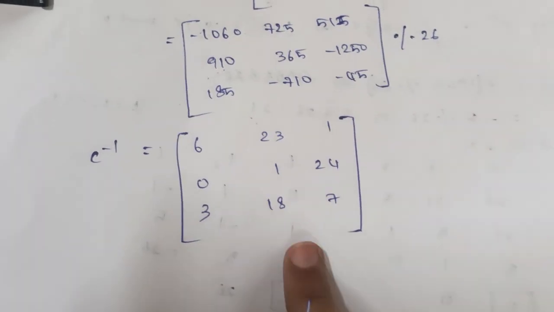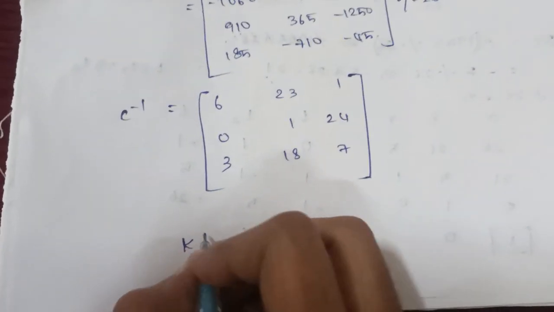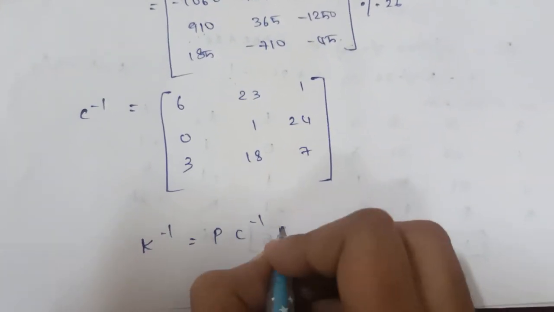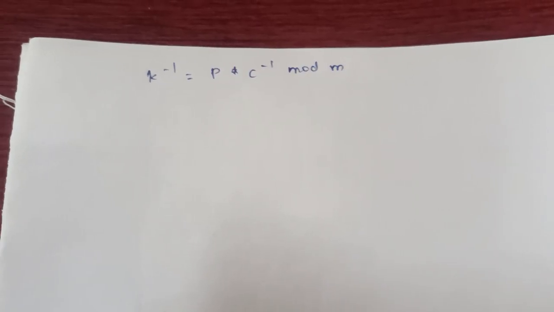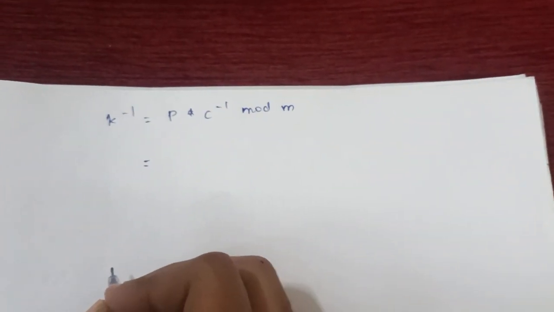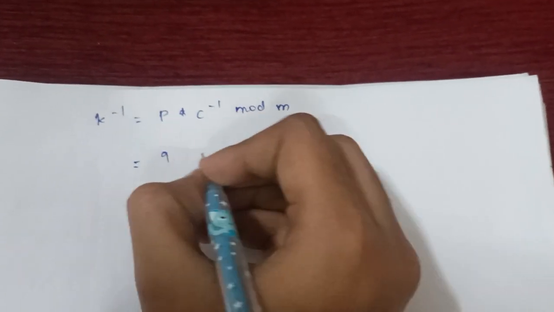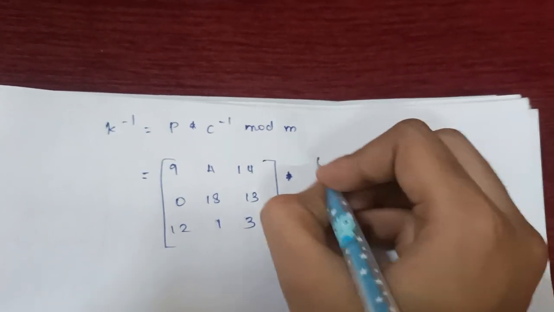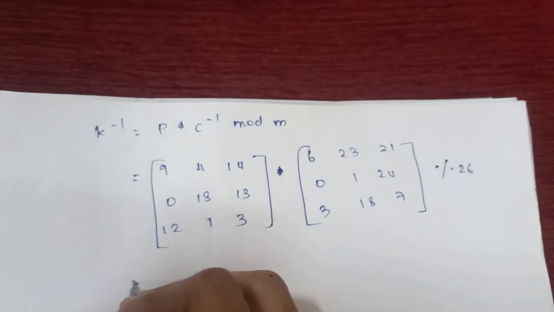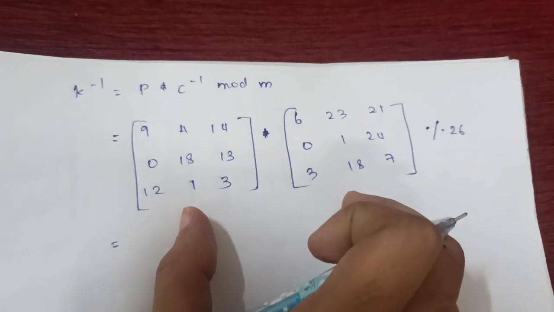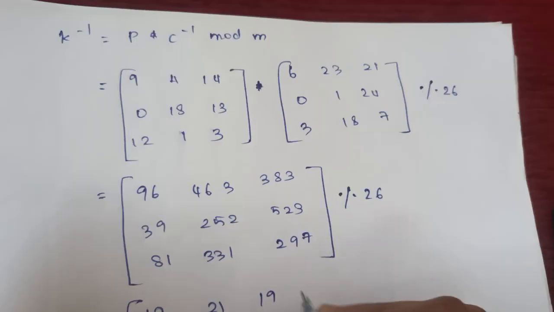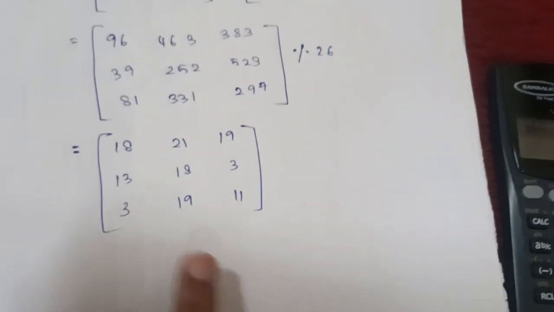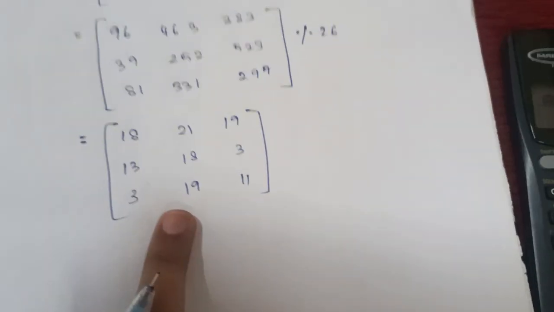Now we are going to substitute this in the formula K inverse is equal to P into C inverse mod M. Let us find K inverse. We know the matrix P is 9, 0, 12, and so on, and we have found C inverse mod 26. Just perform simple multiplication using the calculator. After reducing this with mod 26, we get the final matrix. So this is K inverse.